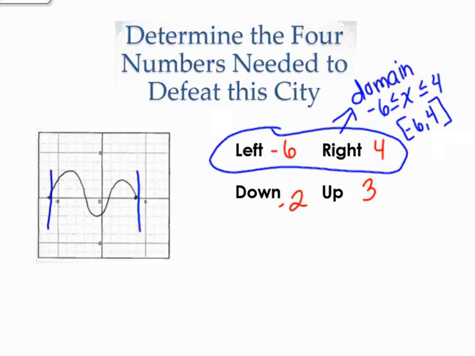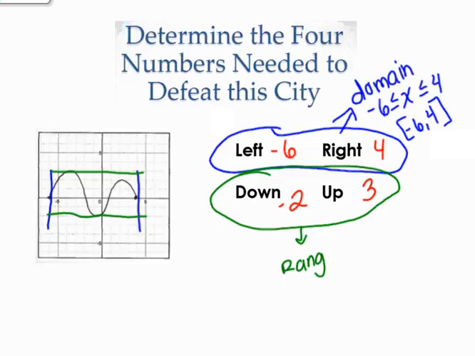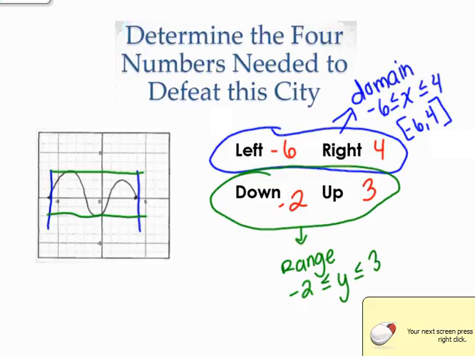Okay, let's talk range. Range is your y values. And these y values went from -2 to +3. So these 2 represent my range. And again, these are my y values. So the lowest y value I had was -2. So I would write my y values go from -2, being the lowest, to the highest, which is +3.